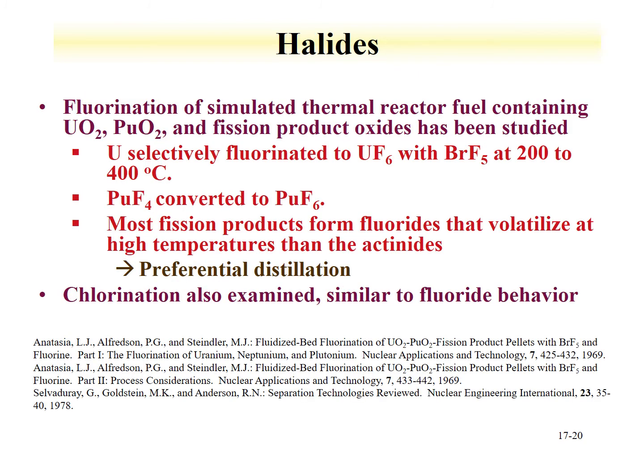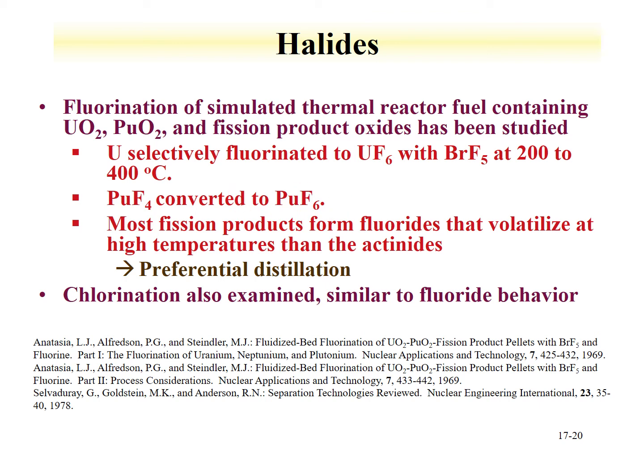Fluorination of spent fuel has been proposed with uranium dioxide, plutonium dioxide, and fission product oxides that have gone under examination. Uranium can be produced as the hexafluoride with a boron fluoride fluorinating agent. So you can imagine that this, we know from the nuclear fuel cycle, is a volatile compound, so separation of that can occur.